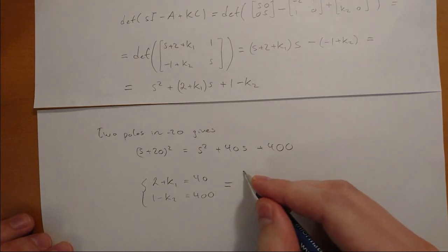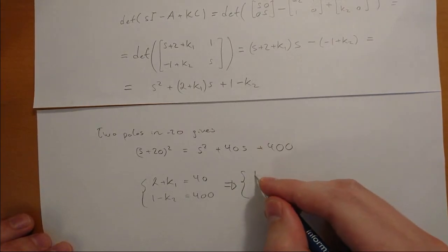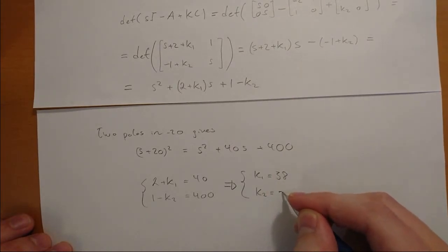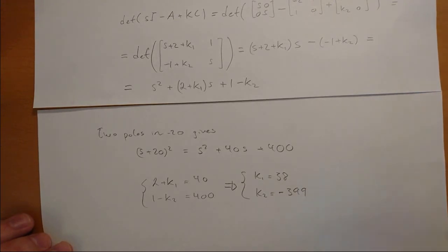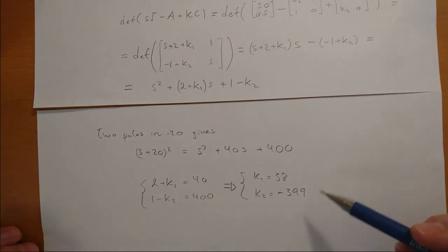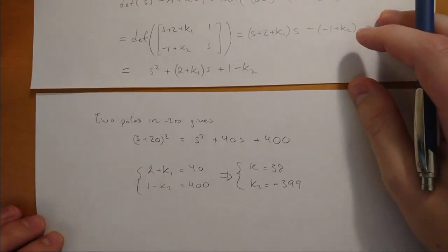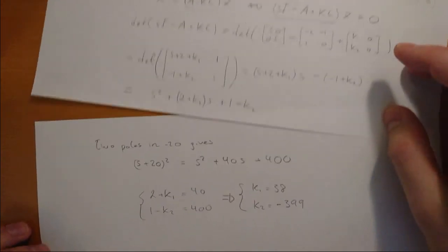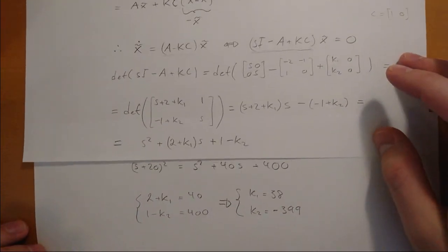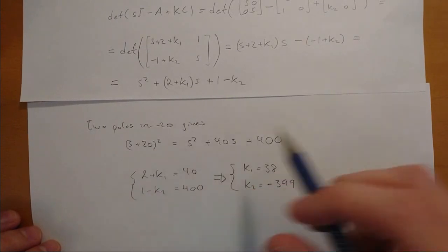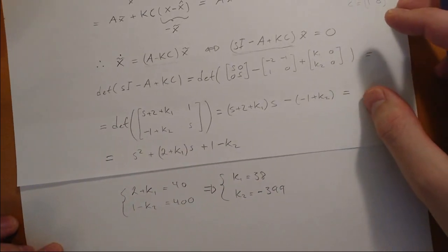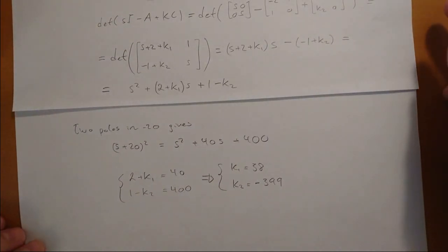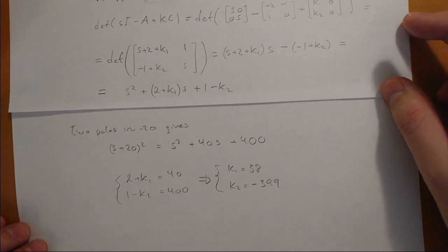Okay, so this is easy to solve. K1 will be equal to 38, and K2 will be equal to minus 399. So where we place the poles of the observer is a design choice, but remember what I said earlier, that we can make the error decay arbitrarily fast. So if we place the poles very far from the origin, the error will decay very fast, but at the same time it will make the observer more sensitive to noise. So that's a trade-off that we have to remember.